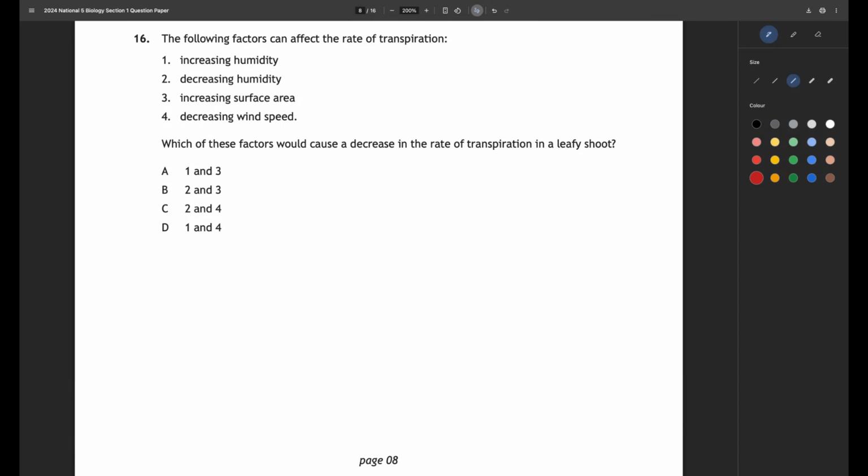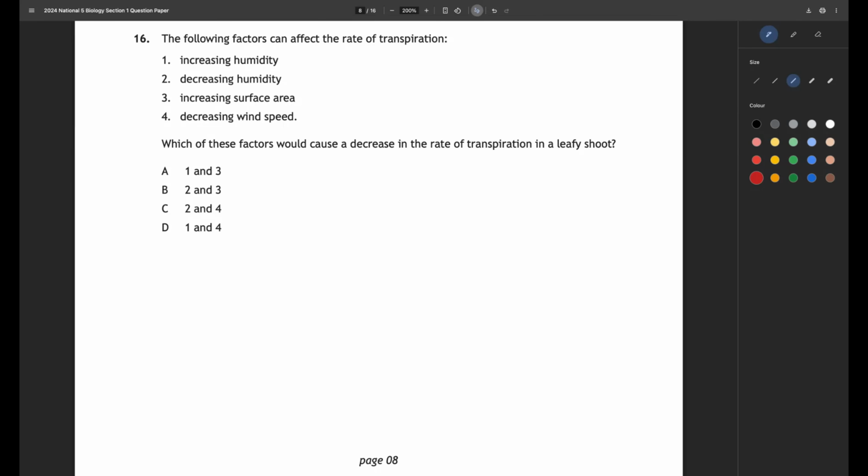We've got increase in humidity here, decrease in humidity, increase in surface area, decrease in wind speed. Okay, they don't mention temperature here, but that's fine. It says which of these factors would cause a decrease in the rate of transpiration in a leafy shoot. So if we're looking at the factors that would cause a decrease in the rate of transpiration, we're looking for things like a decrease in temperature, which is not an option, a decrease in surface area, also not an option, a decrease in wind speed, which is an option, number 4.